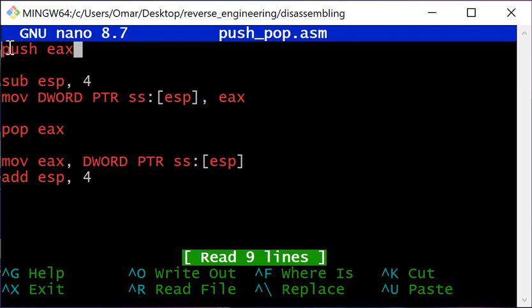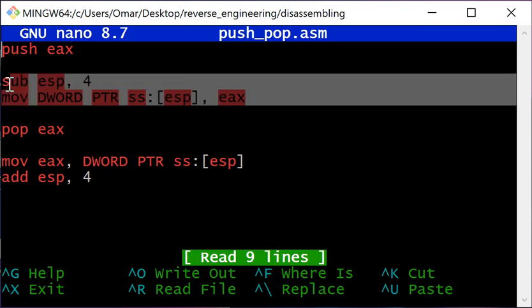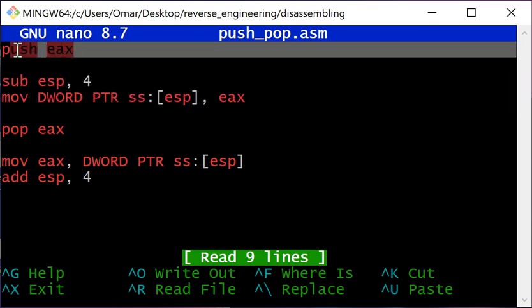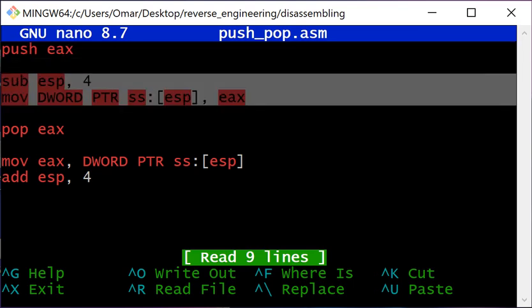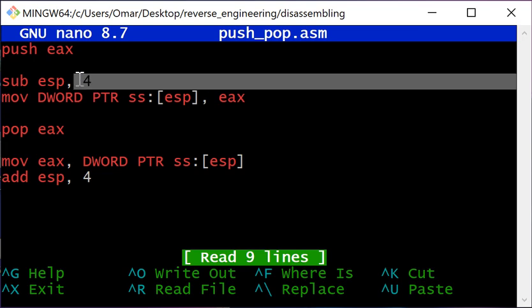Here we are using the push instruction with the EAX register, which means we are pushing something in EAX on top of the stack. These instructions on these two lines are the same as using this push instruction. So if you don't want to use the push instruction, you can try out these two lines. As you can see, we are reserving some space, some 4 bytes on the stack.